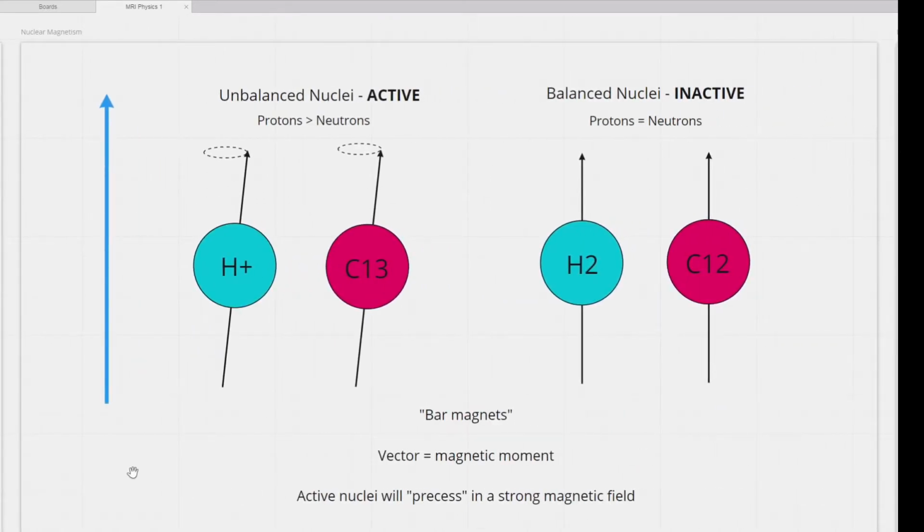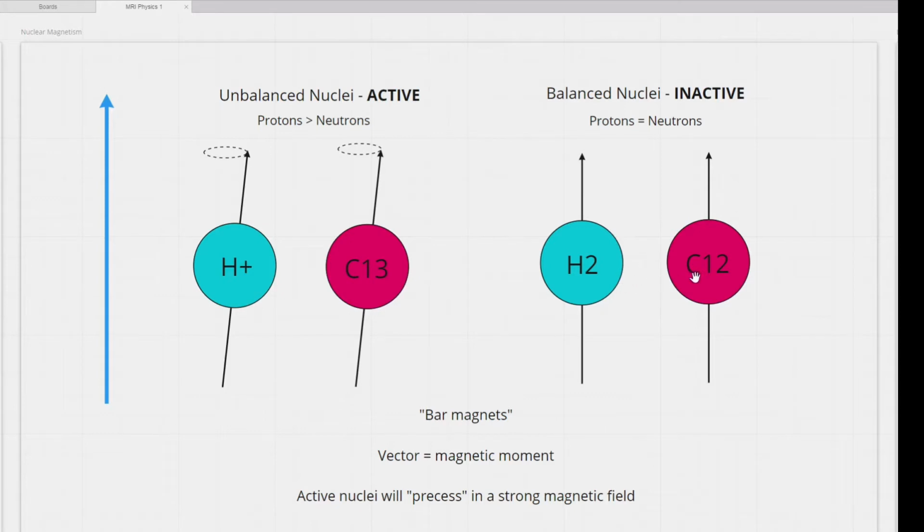Okay, so with MRI, MRI is going to deal mainly with these active or unbalanced nuclei. So what does that mean? Active nuclei are nuclei that have more protons than neutrons. Basically, they're nuclei that are unbalanced. And because they're unbalanced, they're a little off center. If you put them in the presence of a magnetic field, like this blue arrow, they will actually spin, which is something that we call precession. And we'll touch on that a little bit more in a second.